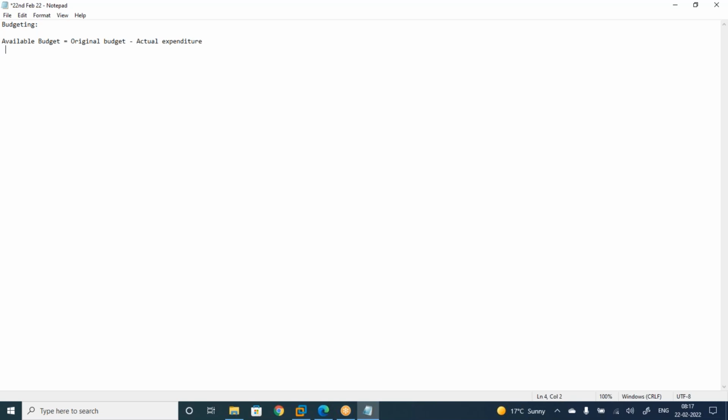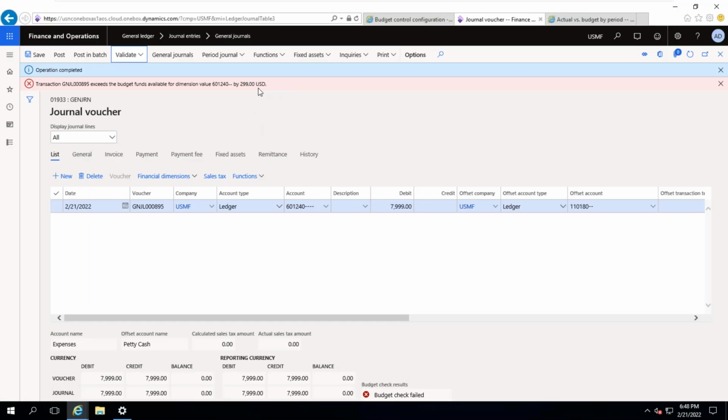The system is calculating this way. This is the 8,000 you have entered, and you have already used 300. So the available budget is 7,700. So the amount should be below this one. Agree? Everyone? Yes. That's why the system is throwing the error message. Up to 7,700 only it will allow. If you cross 7,700, the amount is 299 over budget. That is the reason it is throwing the error message.